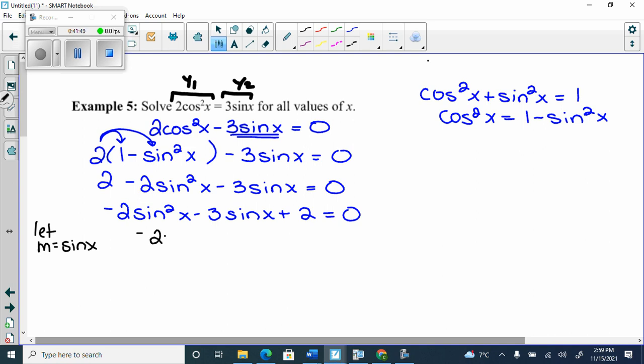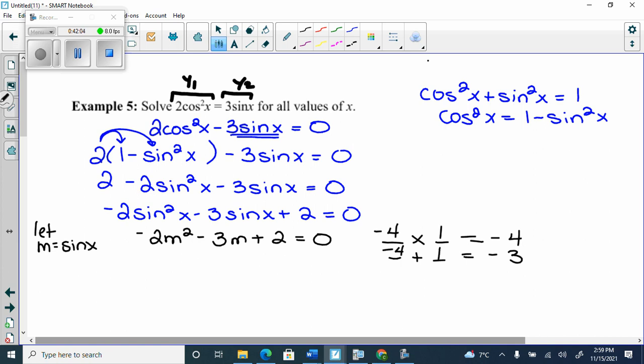So I get negative 2m squared minus 3m plus 2 equals 0. And I say what times what equals negative 4, front times last, and what plus what equals negative 3. And it's going to be negative 4 and 1. So we have to replace our middle term with that. So we get negative 2m squared minus 4m plus 1m plus 2 equals 0.